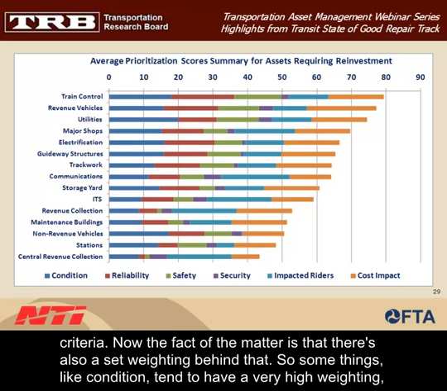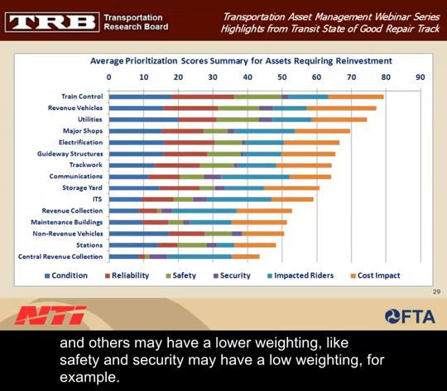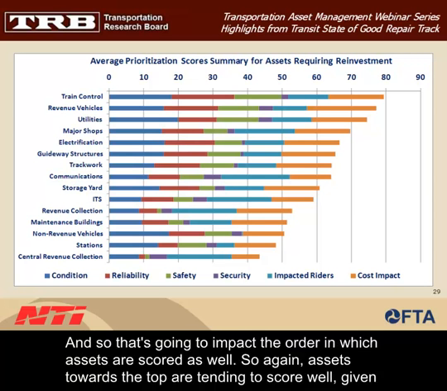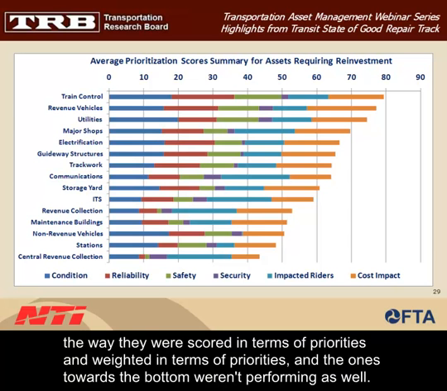Now, the fact of the matter is that there's also a set weighting behind that. So some things like condition tend to have a very high weighting, and others may have a lower weighting, like safety and security may have a low weighting, for example. And so that's going to impact the order in which assets are scored as well. So again, assets towards the top were tending to score well, given the way they were scored and weighted in terms of priorities, and the ones towards the bottom weren't performing as well.